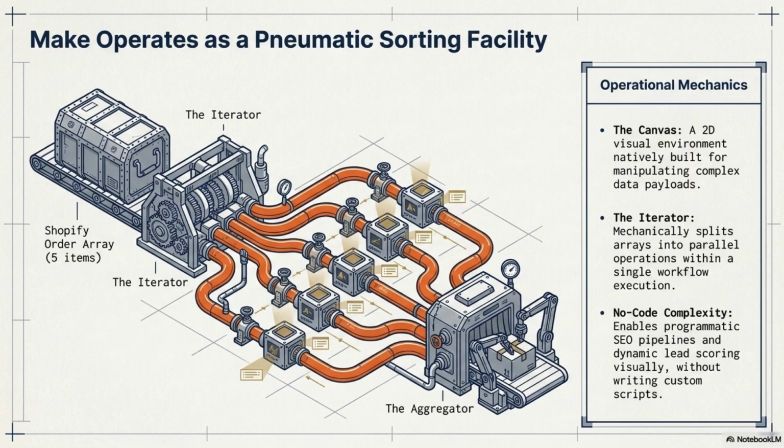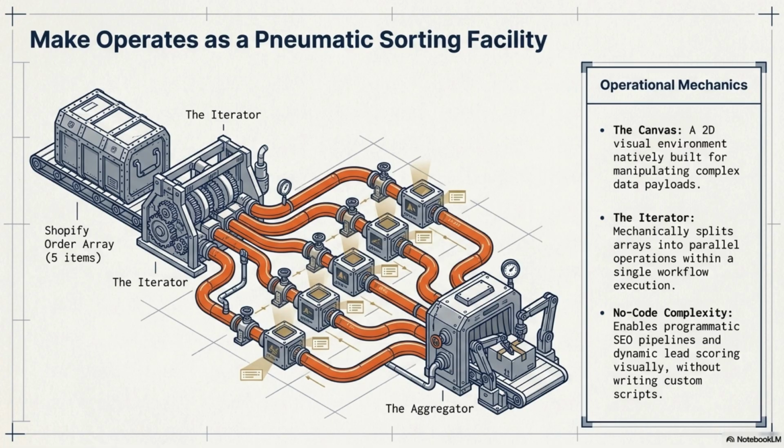Oh, totally. Make approaches data completely differently. So instead of a linear sequence, Make uses a visual 2-dimensional canvas with native tools built specifically for data manipulation. Right, it looks like a flowchart. Yeah, and the critical component here is what they call the iterator. An iterator takes that Shopify array of 5 products and mechanically splits it into 5 separate parallel operations within the exact same workflow execution. Wow. Yeah, and then you can route each of those individual items through different logical branches using a router, process them all, and finally use an aggregator to bundle them back into a single payload to send off to your fulfillment center. Okay, so think of it like this. Zapier is like a single conveyor belt in a factory.